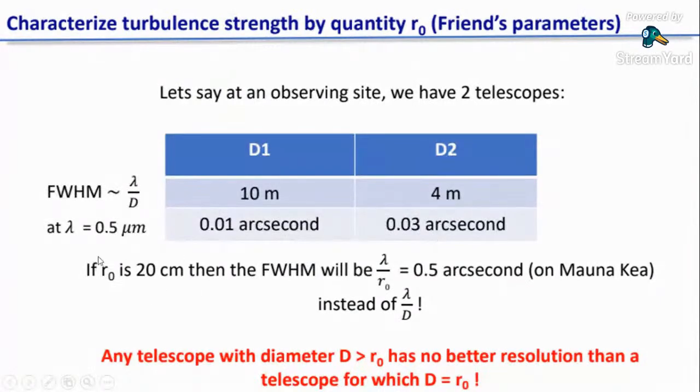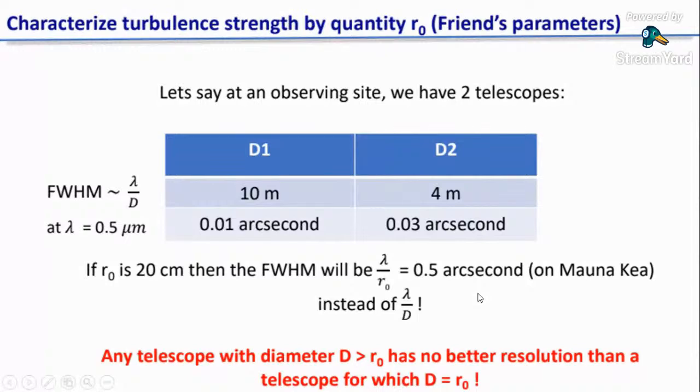But these calculations are without the turbulence factor, and R naught adds the turbulence factor. If R naught is 20 centimeter, then the full width at half maximum will be lambda by R naught, that is 0.5 arc seconds, which is at Mauna Kea, instead of lambda by D. So it doesn't matter if we have a telescope of 4 meter, 10 meter, or maybe much larger, 20 meter or 30 meter. We cannot get much better resolution than 0.5 arc seconds.